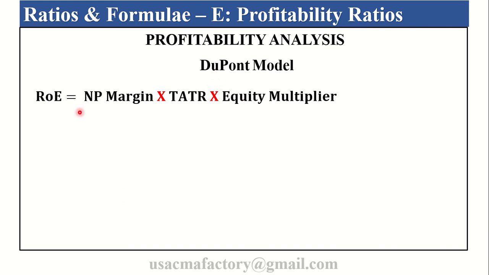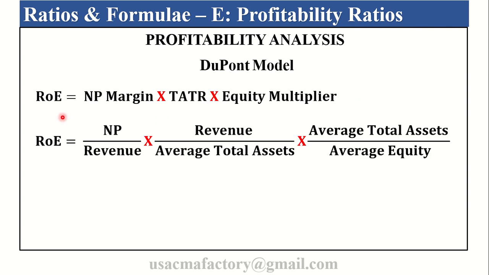Two-point model: return on equity is equal to net profit margin times total assets turnover ratio times equity multiplier. Equity multiplier is nothing but the financial leverage ratio. Let us see the full terms: net profit divided by revenue, times revenue divided by average total assets, times average total assets divided by average equity.